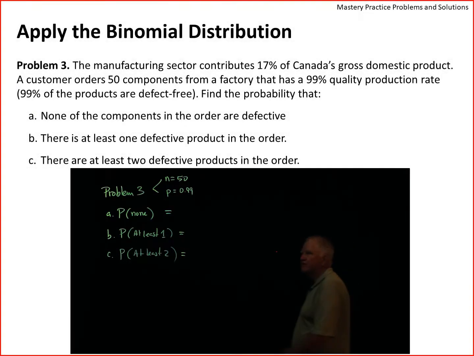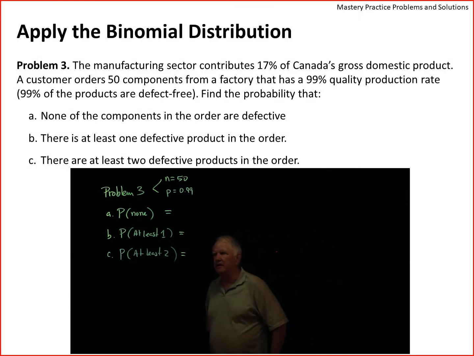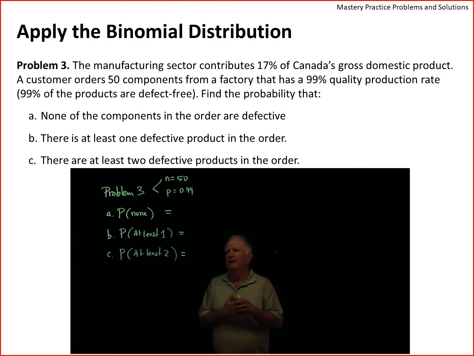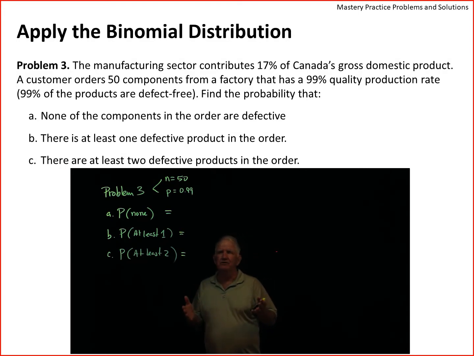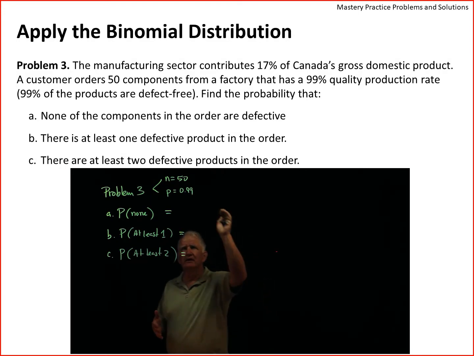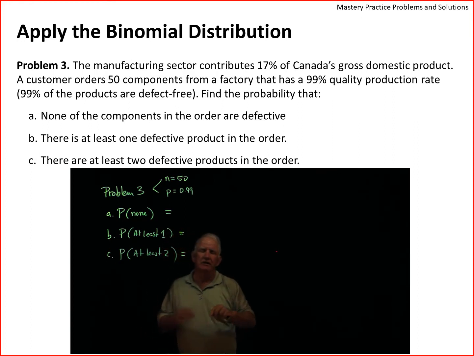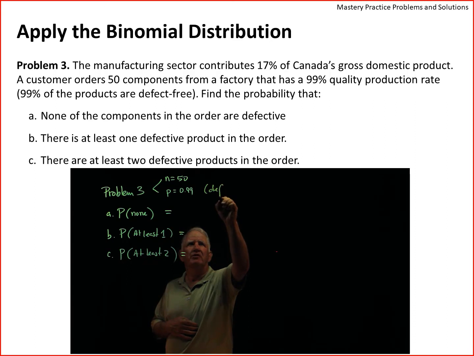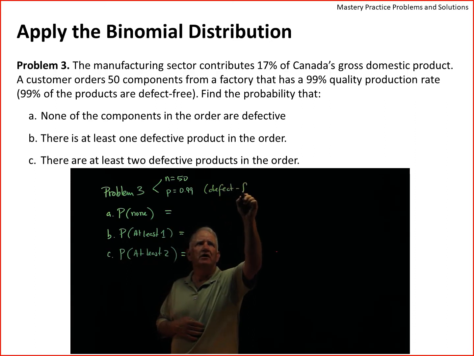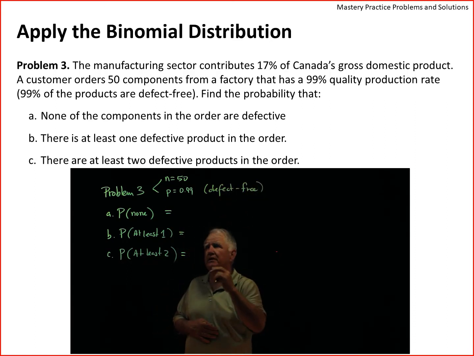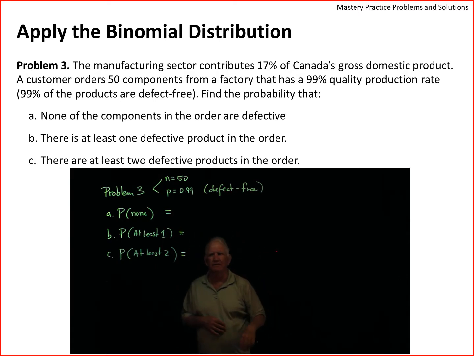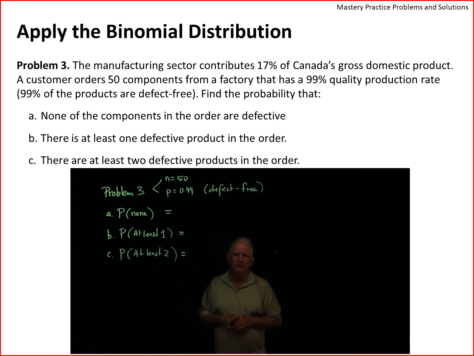Okay, let's finish off this binomial probabilities category here. We've got 5 or 6 problems. Problem 3 is a manufacturing scenario where you've got a lot of 50 products. The defect-free probability of success, if you want to call it that, is 0.99. And you're asked, what's the probability that you have no defects in that lot of 50? At least one and at least two.